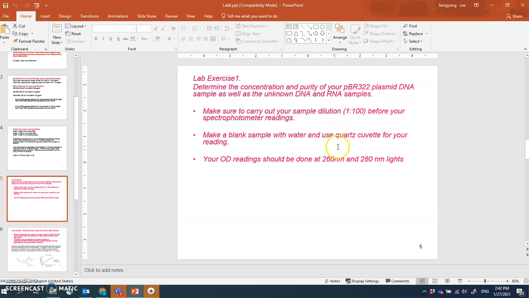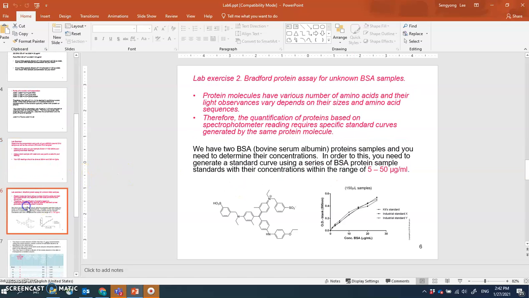And not only that, you can do the reading at 280 as well to get the ratio and see how pure your DNA sample is. Okay, and then the second part is the protein concentration assay. So DNA and RNA is straightforward. You can use the UV light absorbance at 260 and 280.